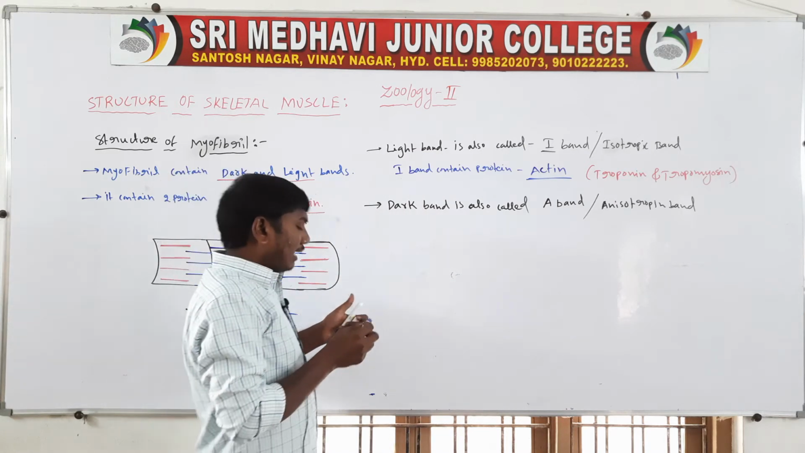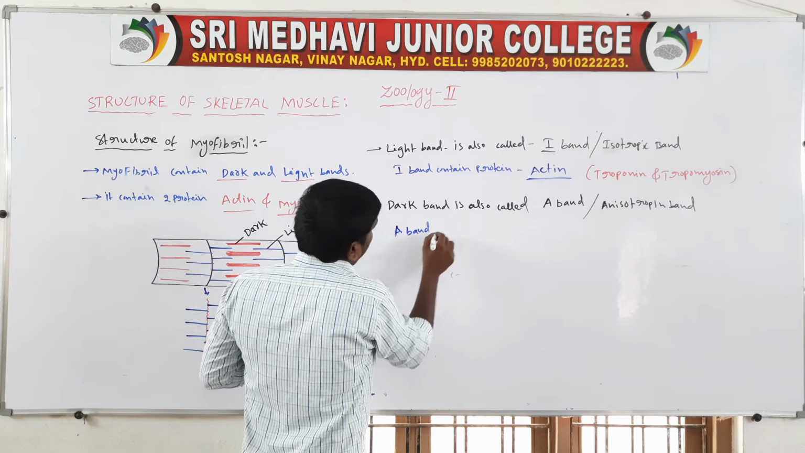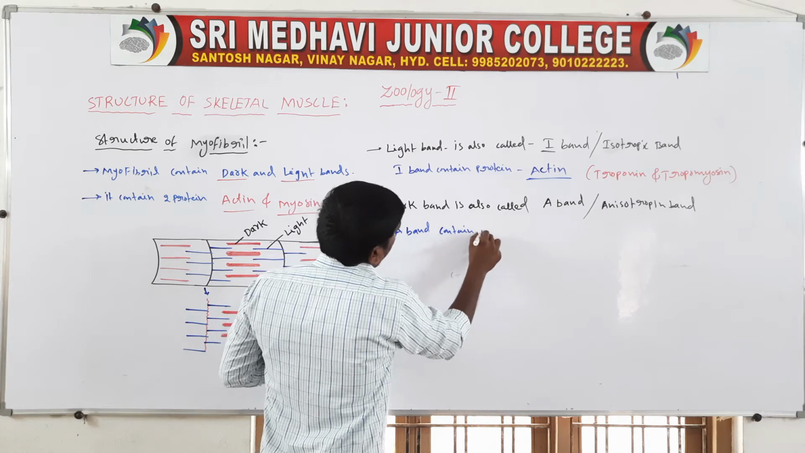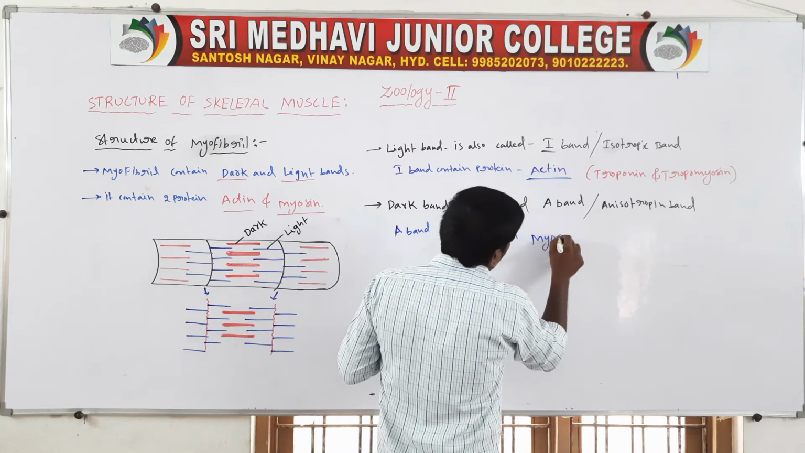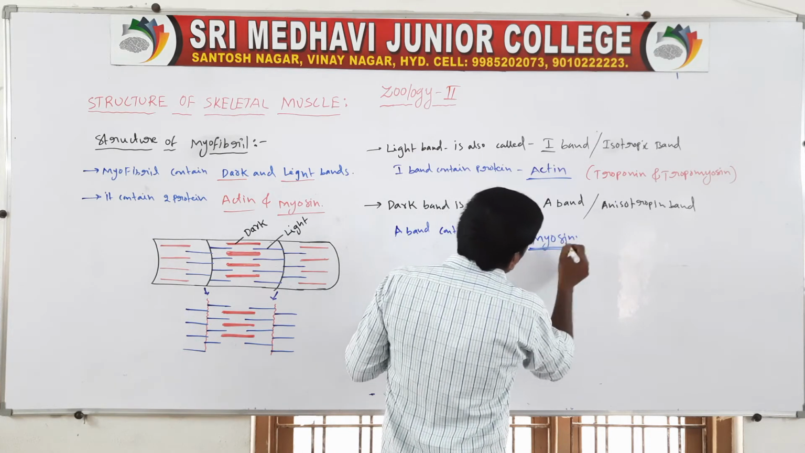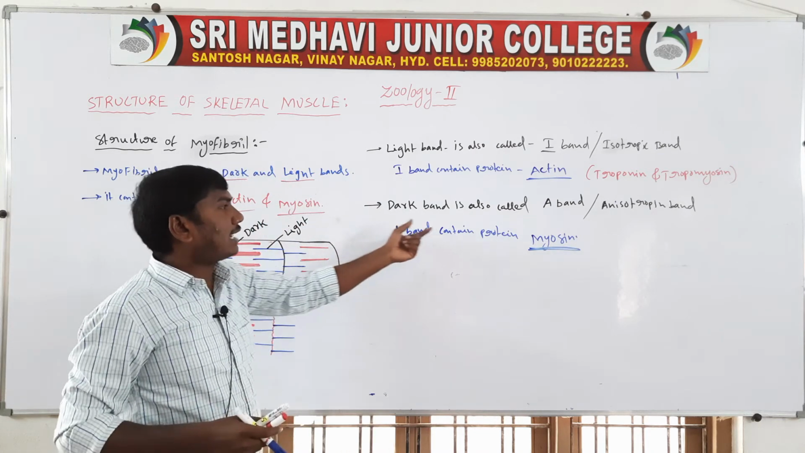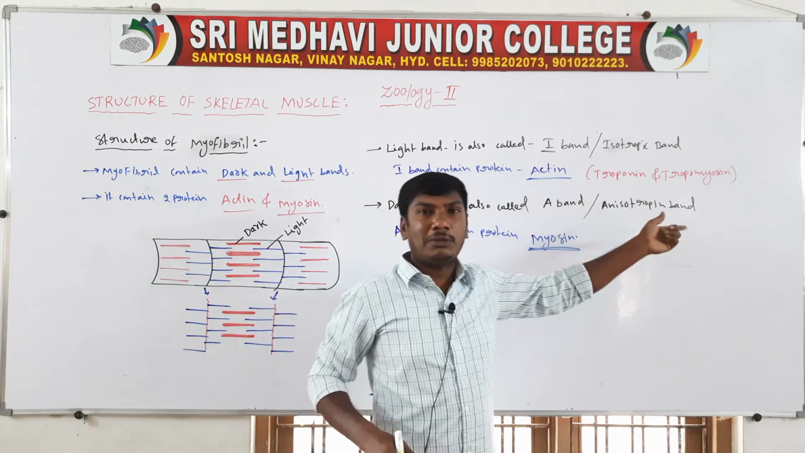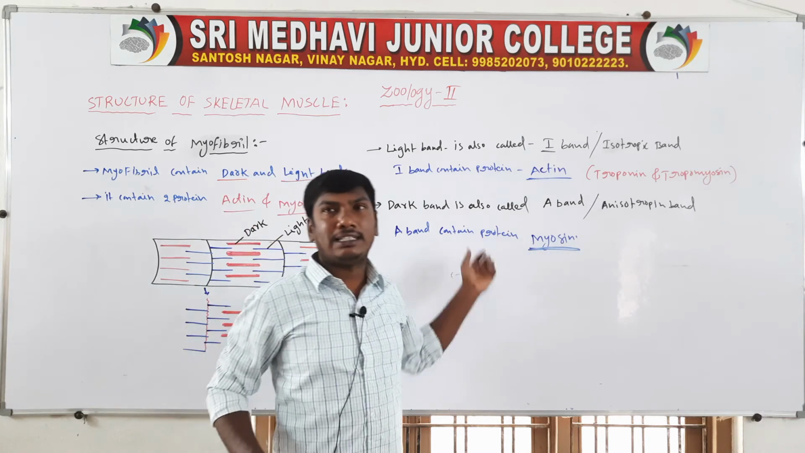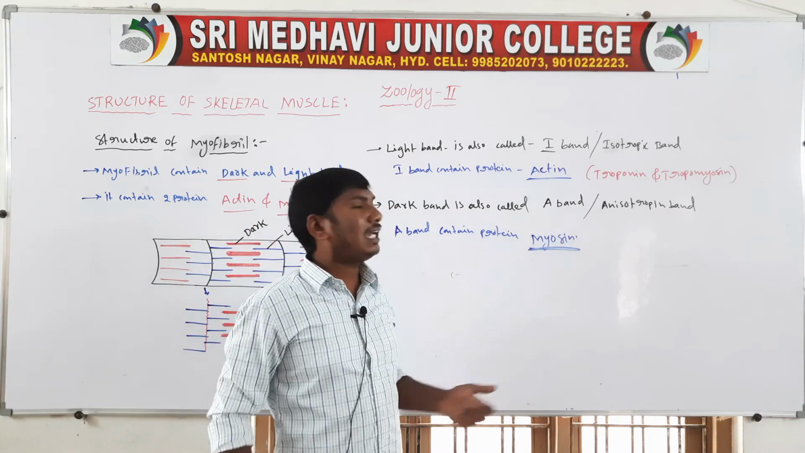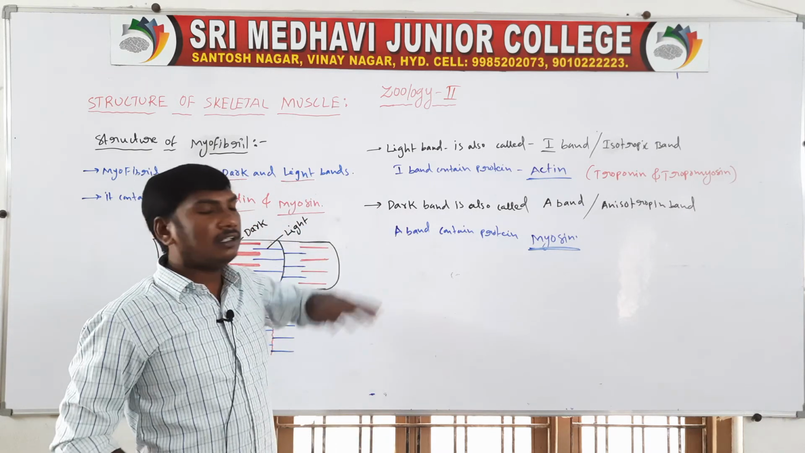The A band contains the protein myosin. To revise: the dark band is also called the A band or anisotropic band. This band contains a protein, and that protein is called myosin. So they are actin and myosin.